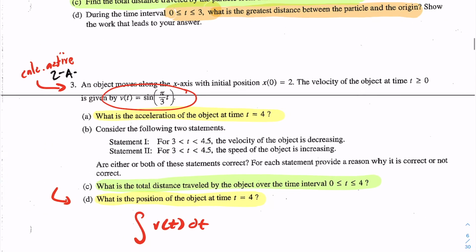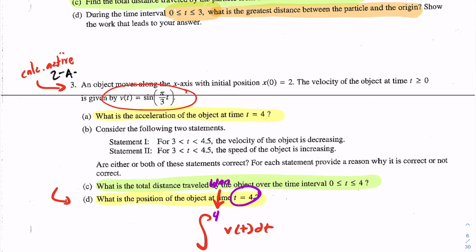Okay, so this kind of goes back to the accumulation problem. What we're going to do here is integrate v of t, and you're going to plug in your bounds, and this is where it's probably the most important. At the very top, you're going to include the time that you're interested in. In this case, we want to know what the position is at t equals 4, so I'm going to put 4 up here. This is what you want.